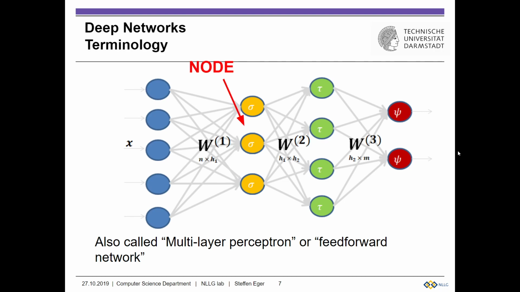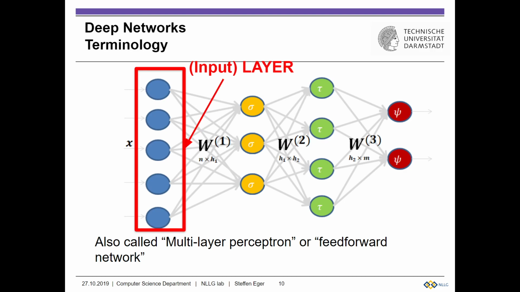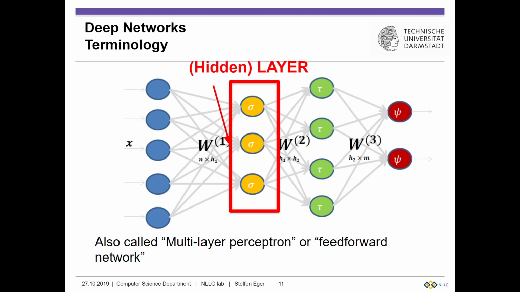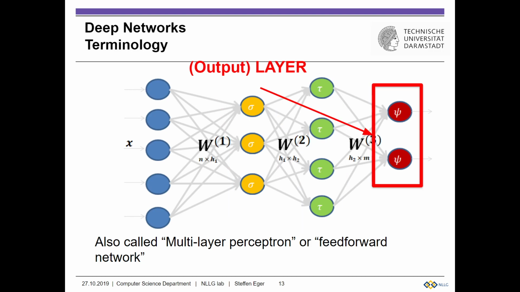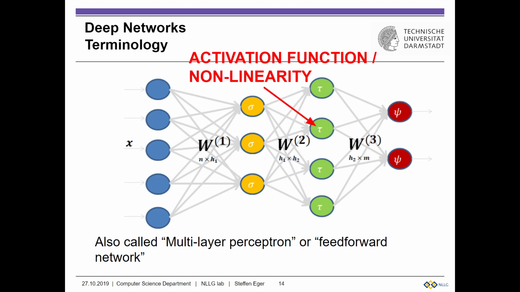That's what we call a node, like in graph theory. That's also a node. There are many nodes. Some nodes we call input nodes. And a set of nodes we call a layer. And that one here is an input layer. This is what we would call a hidden layer. This is also a hidden layer, and this is what we would call the output layer.